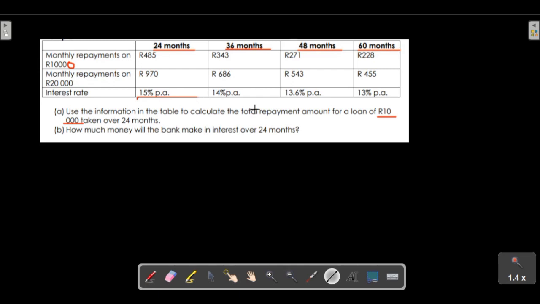The highest interest rate we have is 15%. So 15%, that's 485, makes sense. This is 14%, so it lowers, and so on and so on. Then you have monthly repayments on 20,000 rands. So we have different loan periods and of course different interest rates.